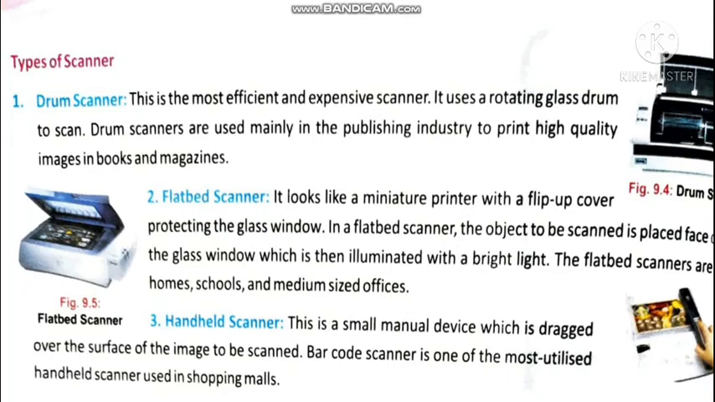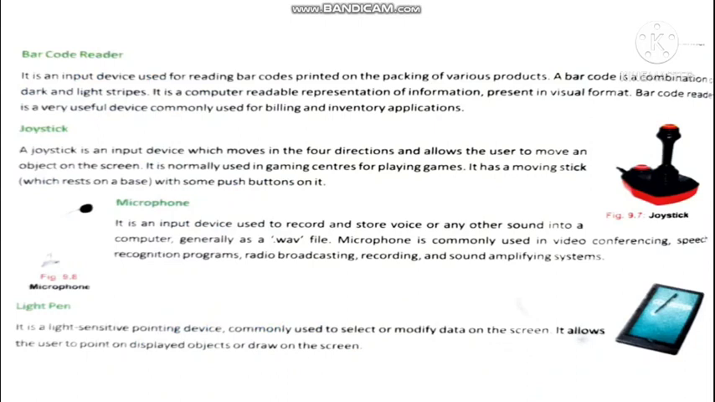Then we have the flatbed scanner. This flatbed scanner is very much similar to your photocopier machine. You must have seen that on the photocopier machine we place the image or the page, then a light goes through that page and the page is scanned or xeroxed. In the same way, in a flatbed scanner we place the image on the glass and then through the light it will be scanned.